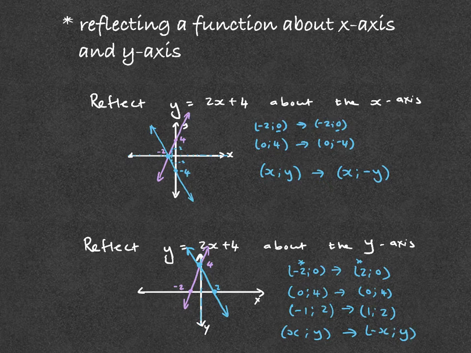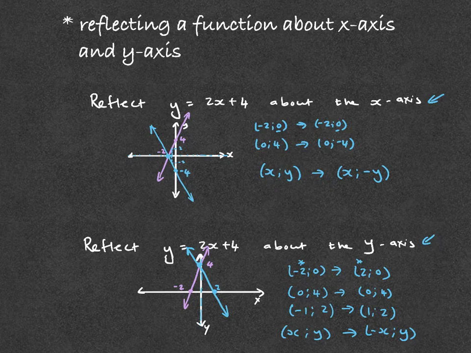Okay, so just in short, what happens if I reflect about the x-axis? You multiply the y values, the y coordinates, by minus 1. Right? What happens if I reflect about the y-axis? You multiply the x coordinates, those x values, by minus 1, and you get your new coordinates.